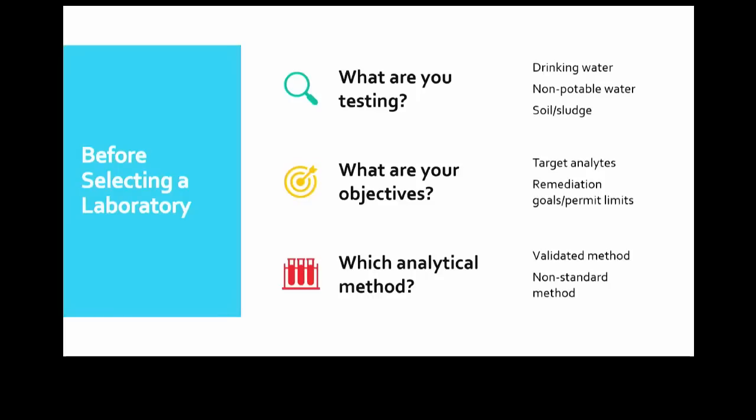So what are you testing? Whatever it is, if it's a drinking water sample, non-potable water, soil, sludge, or even some other matrix that is unique and particular to your testing project, you want to have that identified up front and be aware of what that is, because that's going to drive your objectives. It's going to drive what analytical method you select. We talked about target analytes. What's the intent? What's the goal of your testing?